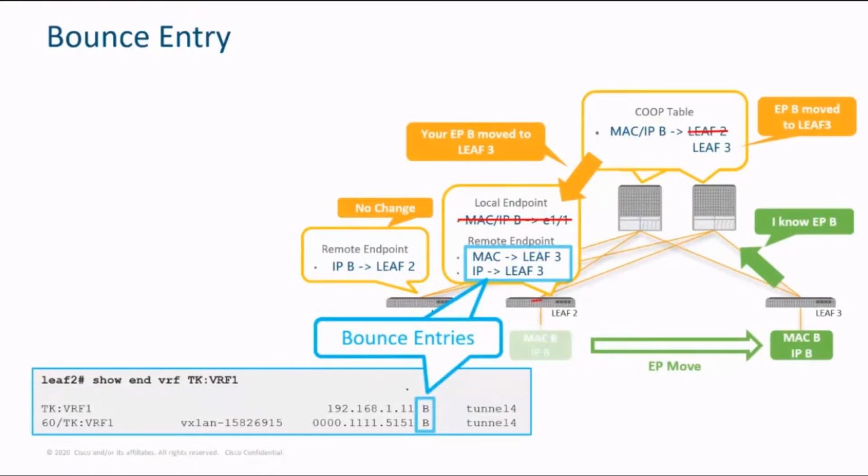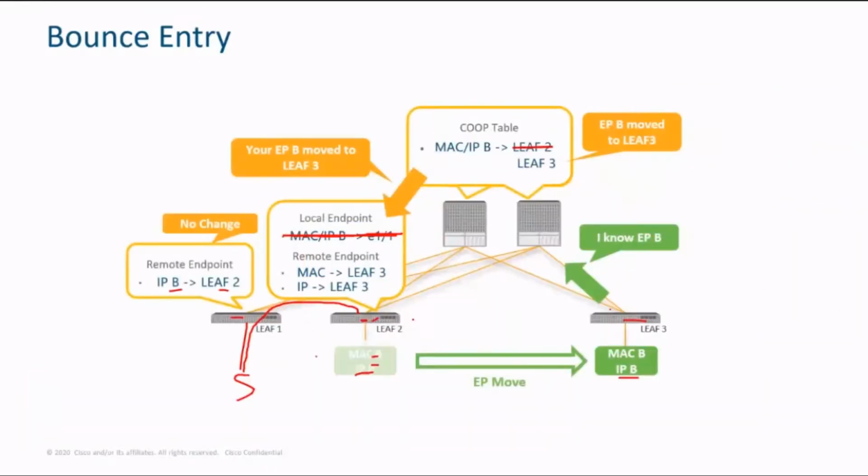So leaf 2 notices that for this IP and this MAC, it's behind leaf 3 over that VXLAN tunnel, and this is a bounce entry. So what's going to happen is the server on leaf 1 is going to send traffic to leaf 2 because it thinks this endpoint's still right here. Leaf 2 will look at its bounce entry and say, oh, that device is not local to me. I'm going to punt it over the VXLAN tunnel to leaf 3.